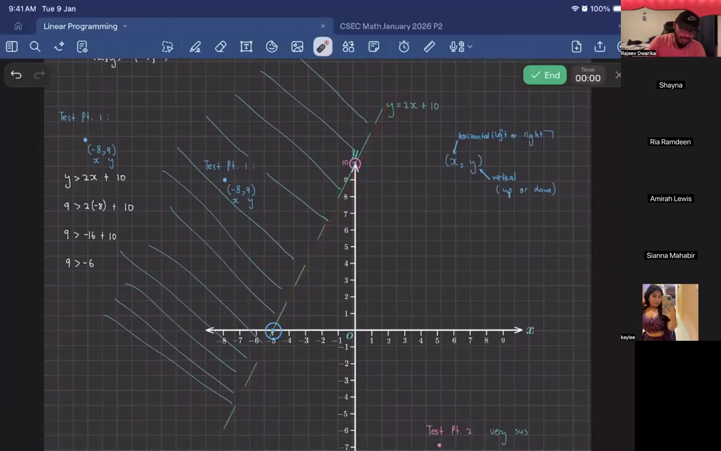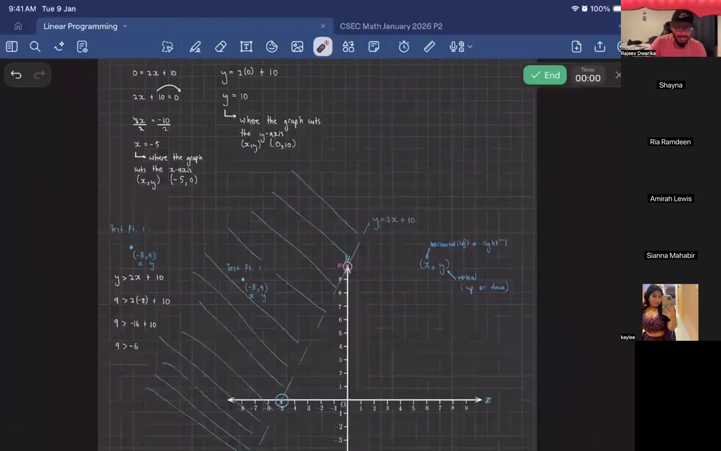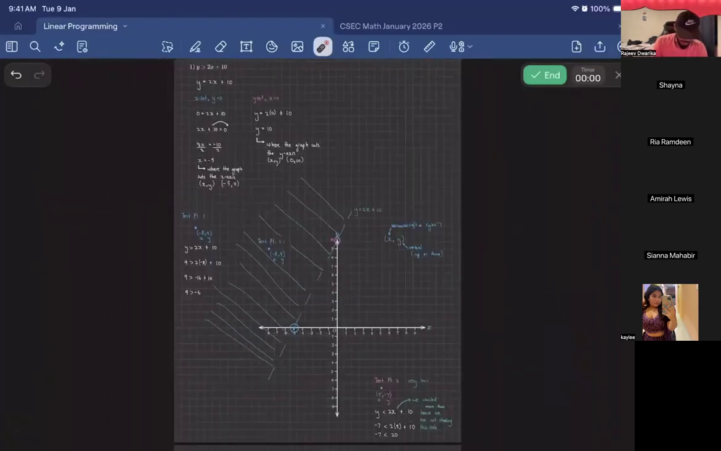Now, if it's just less than or more than, you do a dashed line. If it's equal to, you draw a solid line. Then you pick your test point, you plug it in, see if it works out the way you want it to. If it does, you shade that side. So that's it for linear programming. Next class, we're gonna do partial questions, and I want to move on to a new topic.